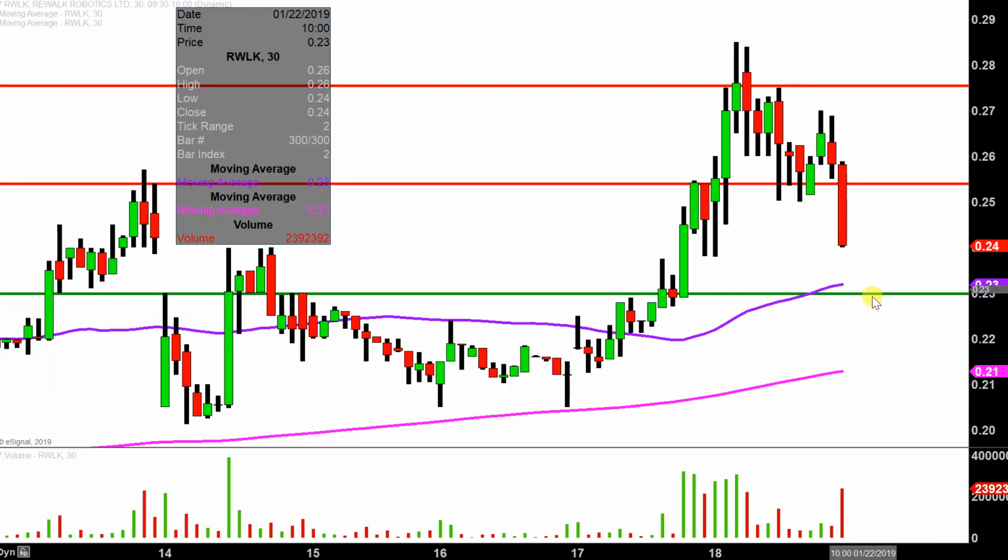So with Friday now in the books, and the markets actually closed on Monday as a friendly reminder for Martin Luther King Day, Tuesday, I suppose, when the markets open back up, the key level to watch from a support standpoint is definitely going to be 23 cents.